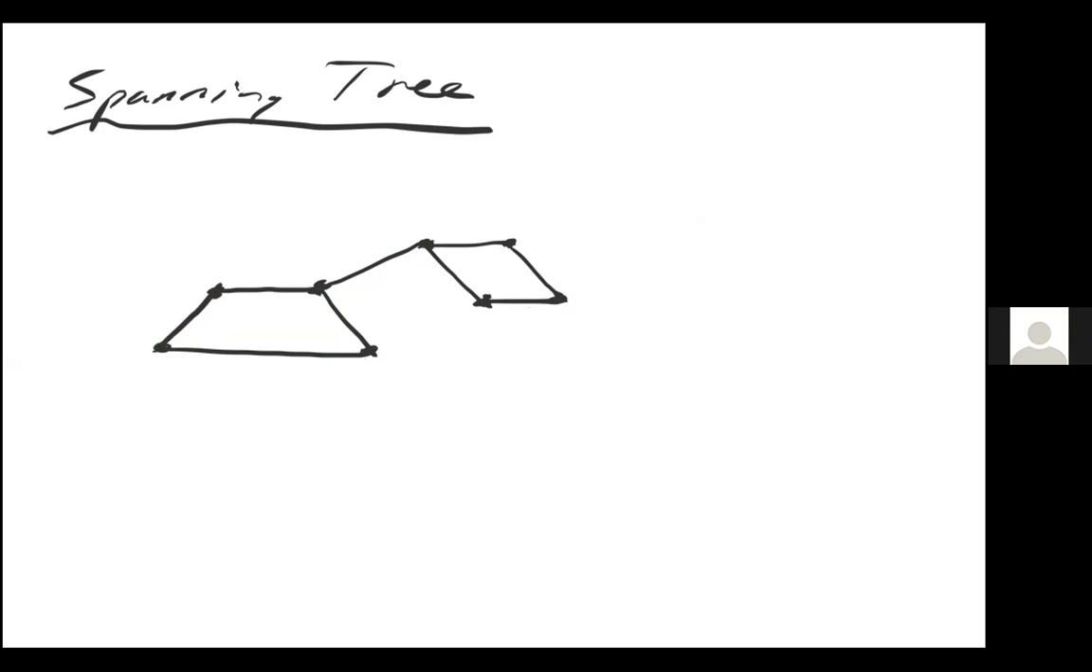So the spanning part, guys, the spanning part means it's every vertex. The tree part means that it needs to be a tree. Okay? Hits every vertex and needs to be a tree. So that's what the spanning part means, that it hits every vertex. Okay, so that's something we did.